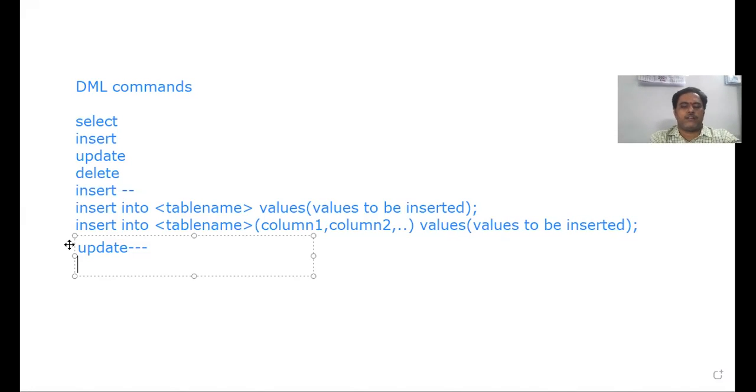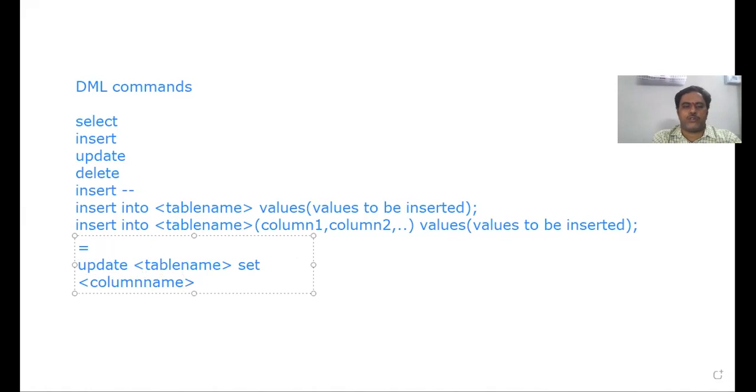So how do you use the update command? The syntax is update. What do you have to update? You have to update the table, so the table name you have to specify. In the table, what do you want to update? You want to update the column. So you want to set the column name, column name equal to the value that you want to give. This is the syntax. Sorry, you need to end it with a semicolon also.